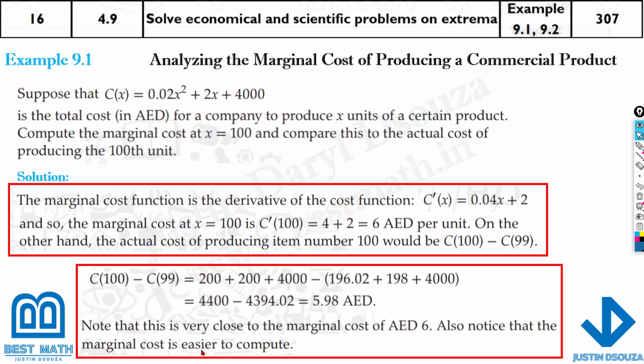Okay, there's one more thing. Marginal cost is always very easy to compute, whereas finding the actual cost took us a long time, right? Finding the total cost of 100 units, subtracting the cost of 99 units, and then you find it. But the marginal cost is very, very easy to find.